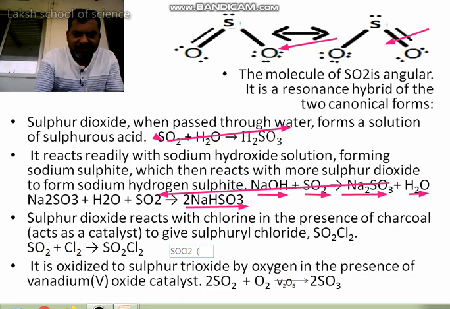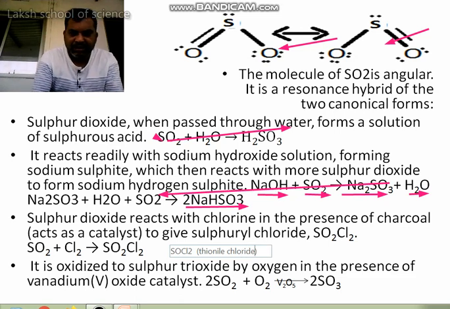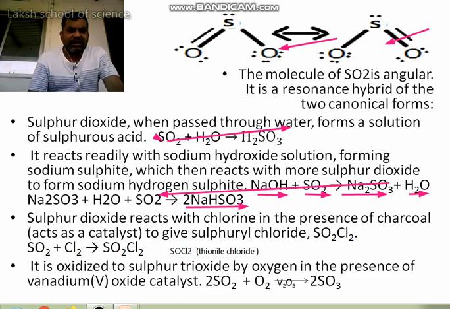SOCl2 is also one product. If you know the name, this product is a different one, so you have to know it as thionyl chloride, and this is known as sulfuryl chloride. You have to remember both of these: this is thionyl chloride and this is sulfuryl chloride.